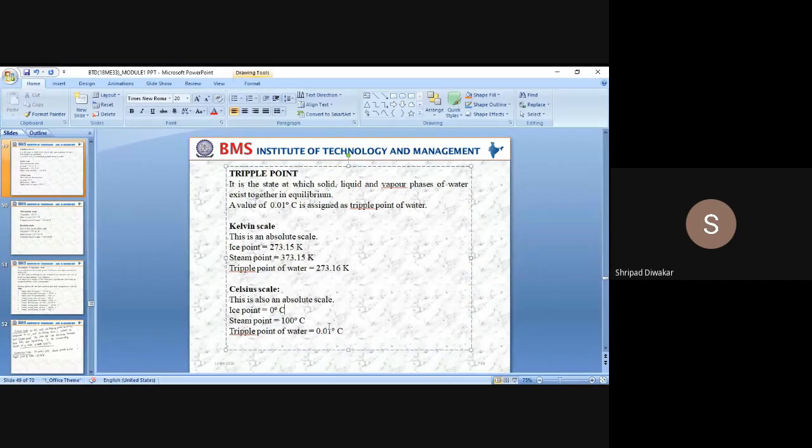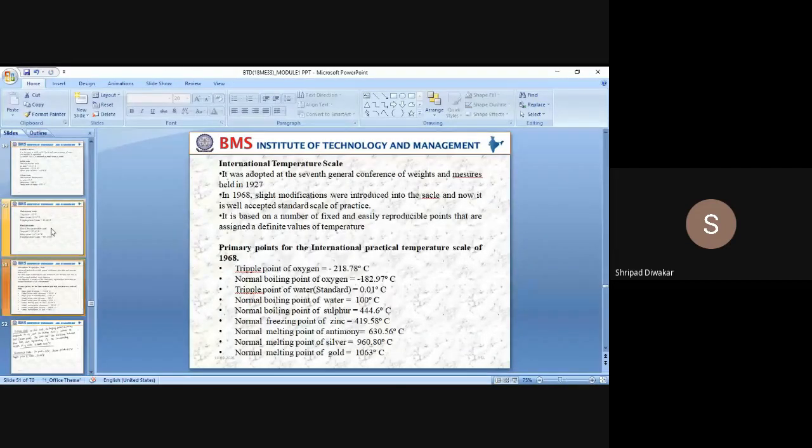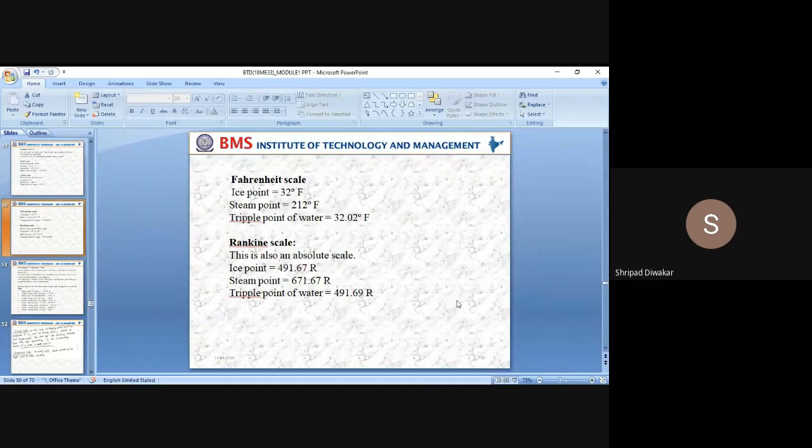Apart from these two scales, we have two more scales: Fahrenheit scale and Rankine scale. The Fahrenheit scale is not widely used because from 1968 onwards the International Temperature Scale exists, which is based upon standard fixed points. I'll explain in the next slide. In the Fahrenheit scale, ice point is 32 degrees Fahrenheit, steam point is 212 degrees Fahrenheit, and triple point of water is 32 degrees Fahrenheit. These are the standard values in the Fahrenheit scale.